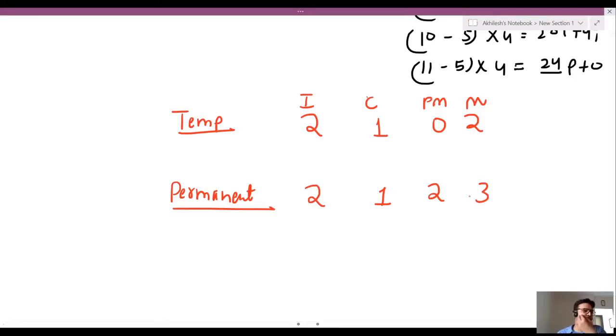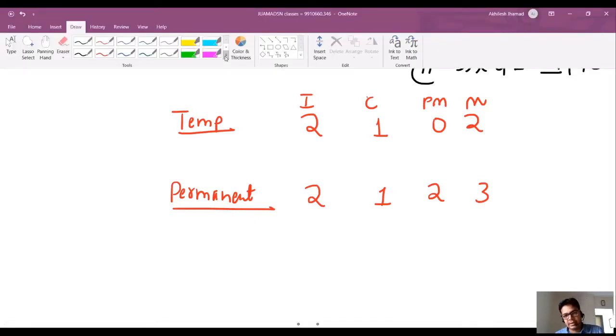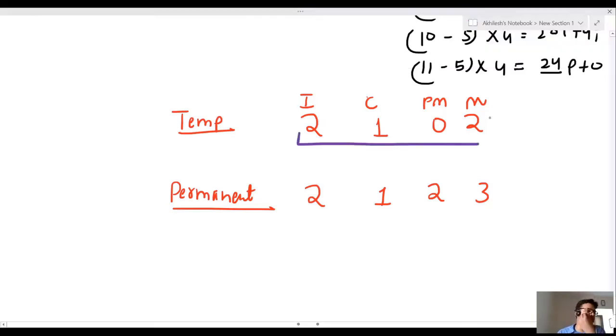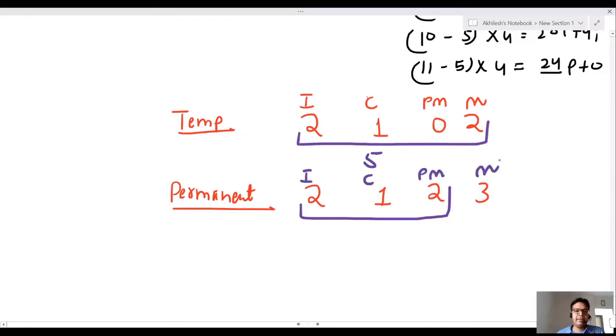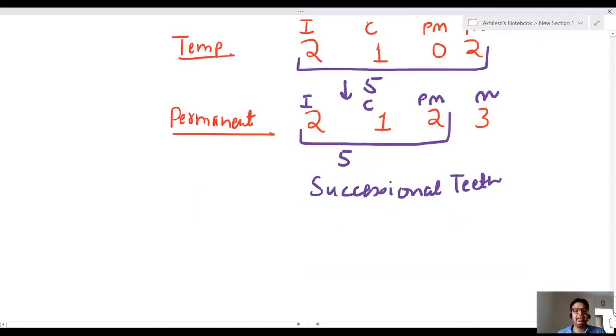Now, sir, if you see this quadrant, in place of these 5 teeth, these 5 teeth come. In place of these 5 teeth, which are incisor, canine, molar, these 5 teeth come. These are known as successional teeth.